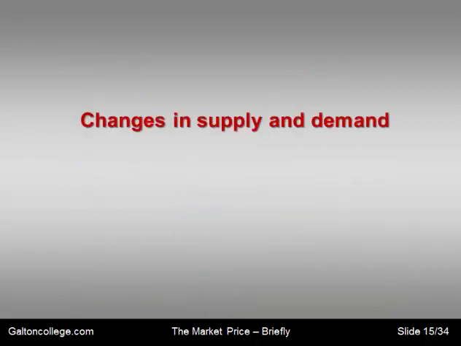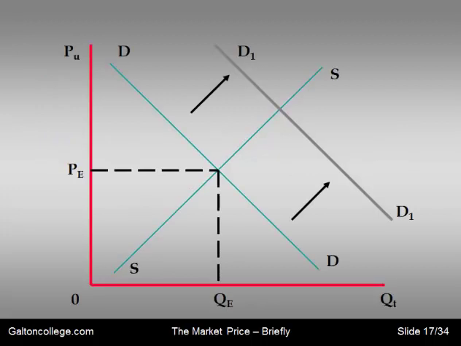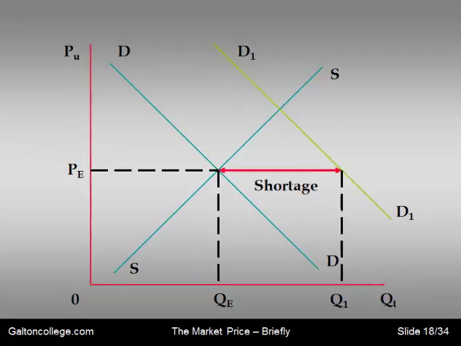Now, what happens when there are changes in supply and demand? Well, suppose that the demand for the product increases because the product becomes more fashionable, let's say. So suddenly the item is more fashionable, people want it. In this case, the demand curve shifts to the right, to D1. Now if the demand curve shifts to the right, then of course what was the equilibrium will now be a situation of shortage. The demand, because it's now gone out to D1, it's no longer D, there's now a shortage.